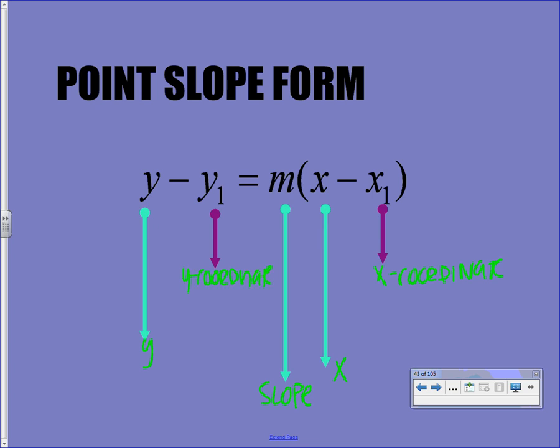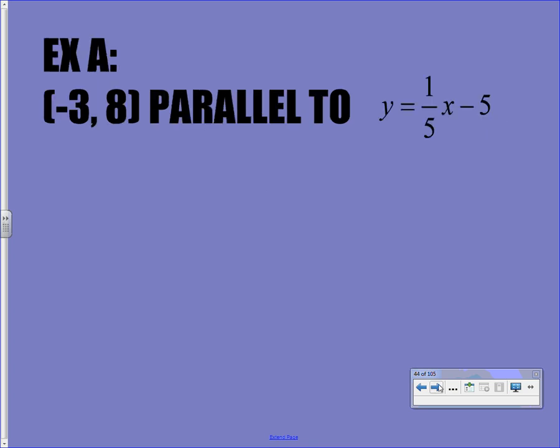So in order to use today's formula, point-slope form, we also need to have another piece of information, which is an ordered pair that it passes through, which would be x1, y1. So we need another ordered pair today. So here is example A. Write the equation of a line that passes through negative 3, 8 and is parallel to y equals 1/5 x minus 5 and write in standard form.